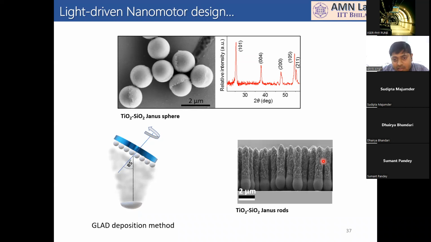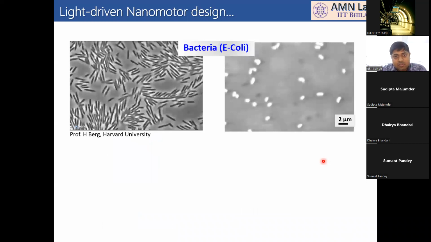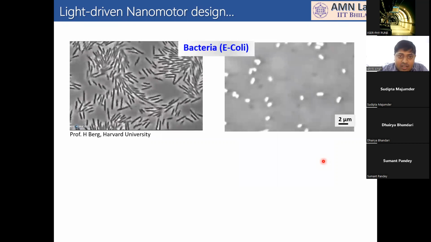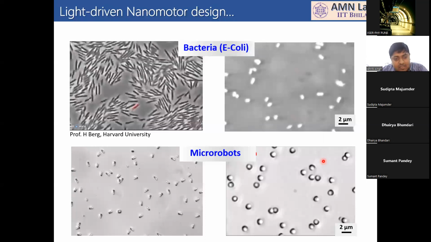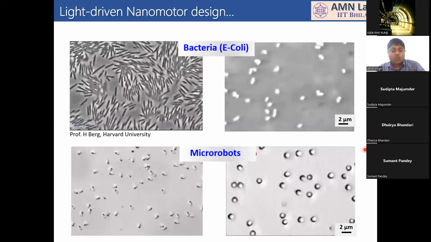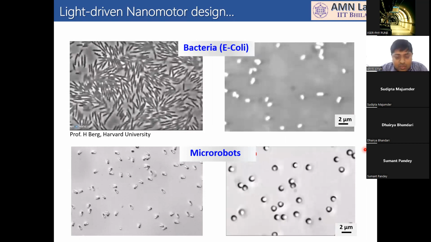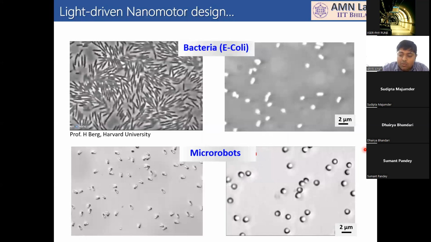Just to give you a feel of how close we are to natural systems, you can see that these are two different types of bacteria normally found in nature, rod-like or spherical-like. And our micromotors or microrobots, we are able to form very similar to them. And you can see on the scale, they have similar shapes as well as similar sizes. So it shows how well our deposition or fabrication techniques can form these active systems at such a small scale, similar to biological or bacterial systems.